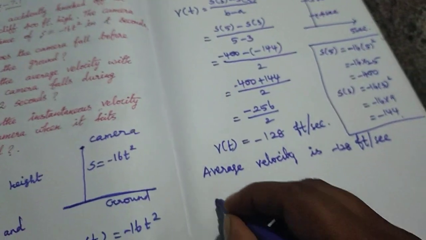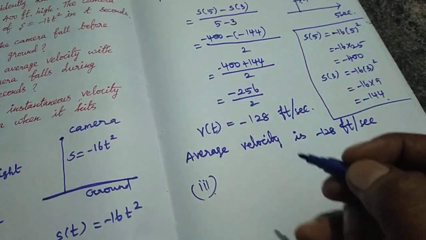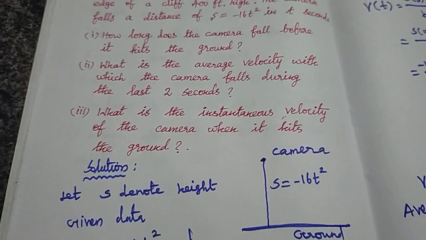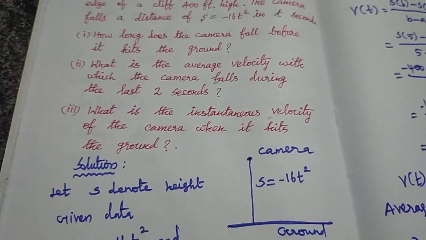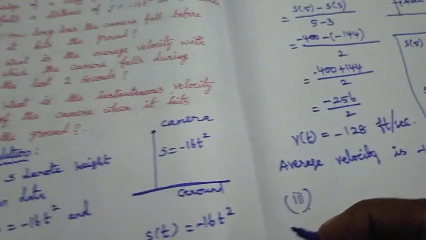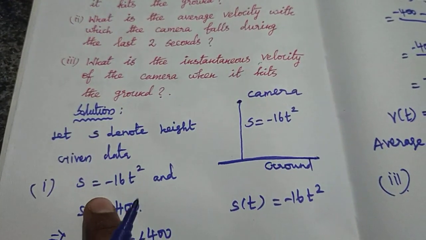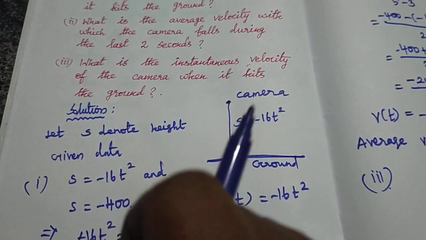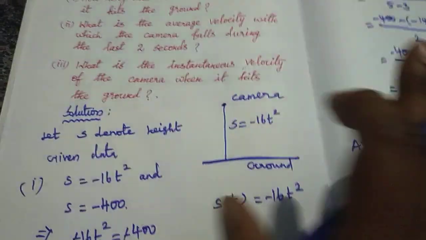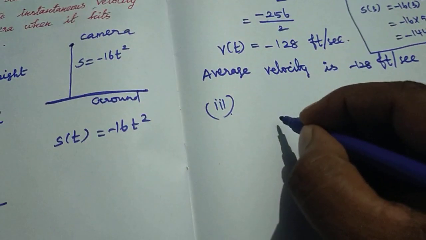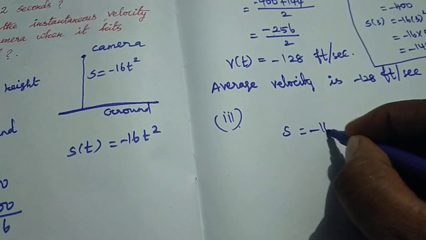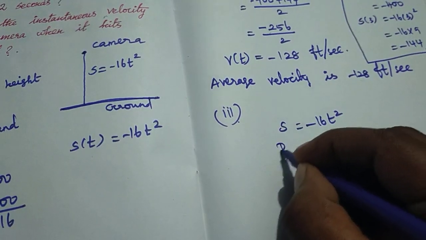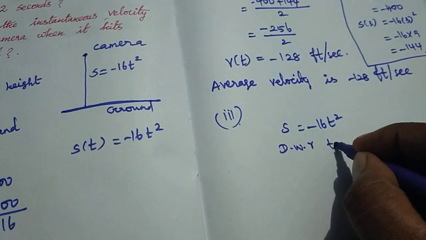So the second one is over. Third one: what is the instantaneous velocity of the camera when it hits the ground? So s is given. Velocity means the rate of change of position, that is, the first derivative is represented as velocity. We know that. So just write the s value, -16t², and differentiate with respect to t.